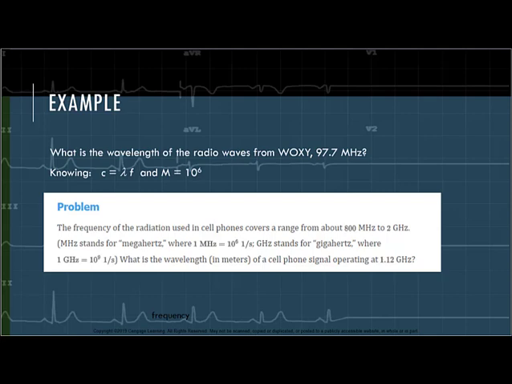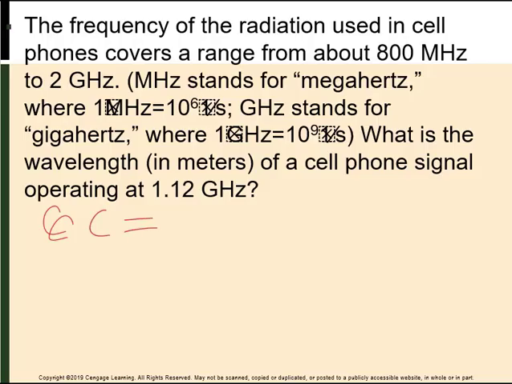The frequency of the radiation used in cell phones covers a range from about 800 megahertz to 2 gigahertz. So what is the wavelength in meters of a cell phone signal operating at 1.2 gigahertz? We're going to use the equation speed equals wavelength times frequency. What is the wavelength? We want to solve for lambda, so we're going to divide both sides by v.